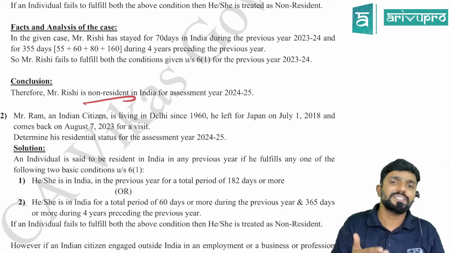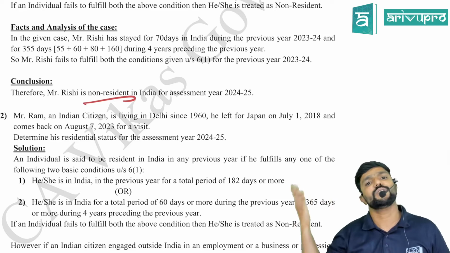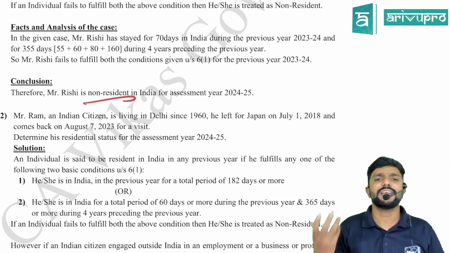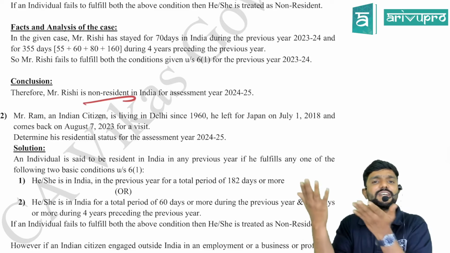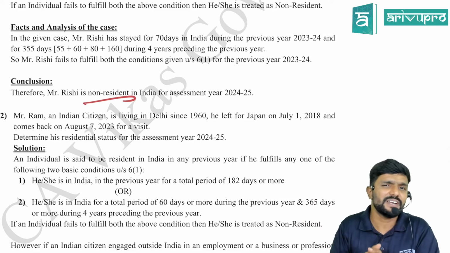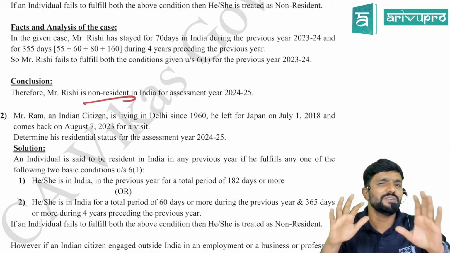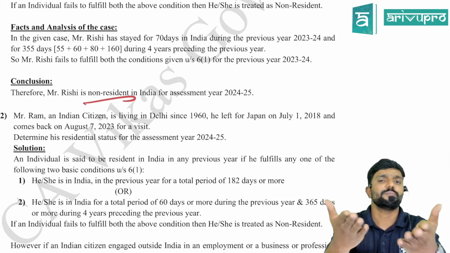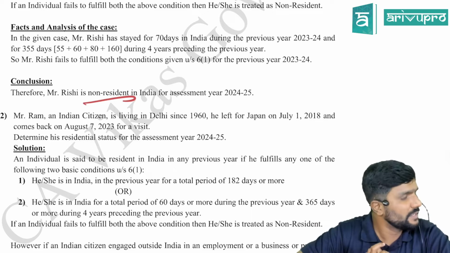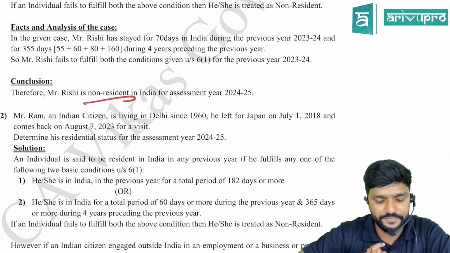Because once he is a non-resident, should we check 6.6? Not required. Sir, can I write that in the exam? If you require, you can write, but not mandatory. As he is a non-resident, section 6.6 condition need not be checked. If you want, you can write it, but I don't think it is required for this type of question, so better not to write it. Hope you guys understood.